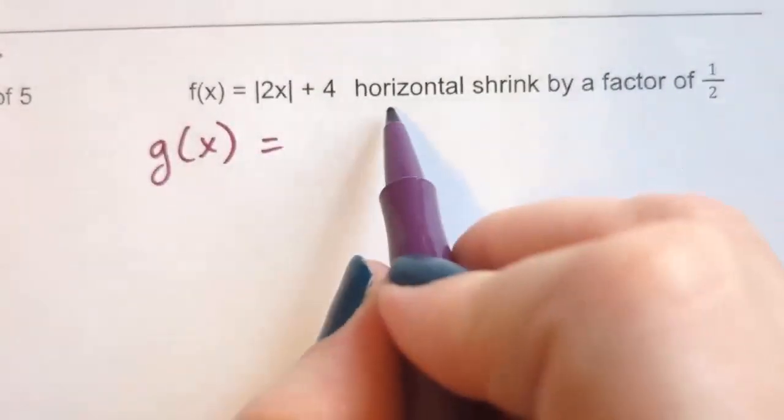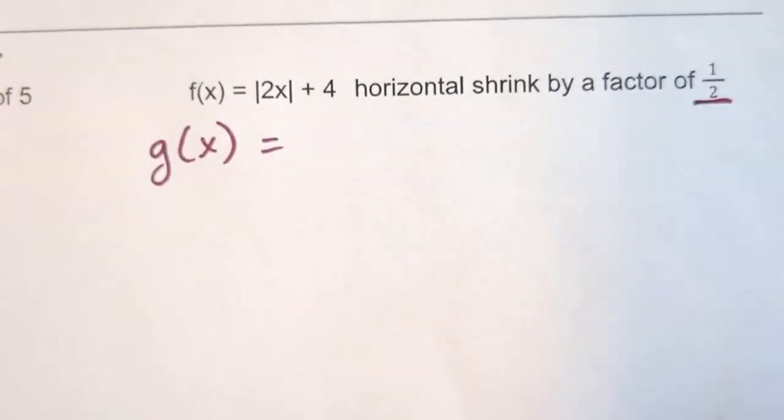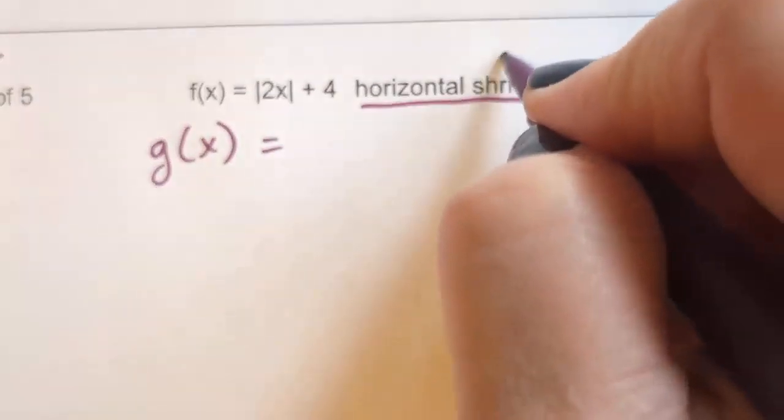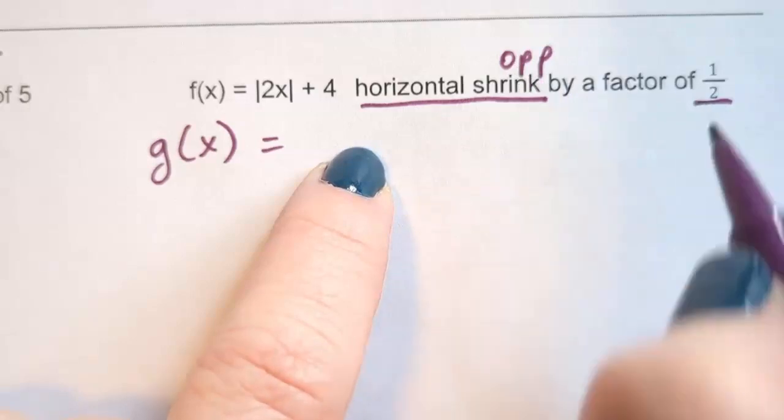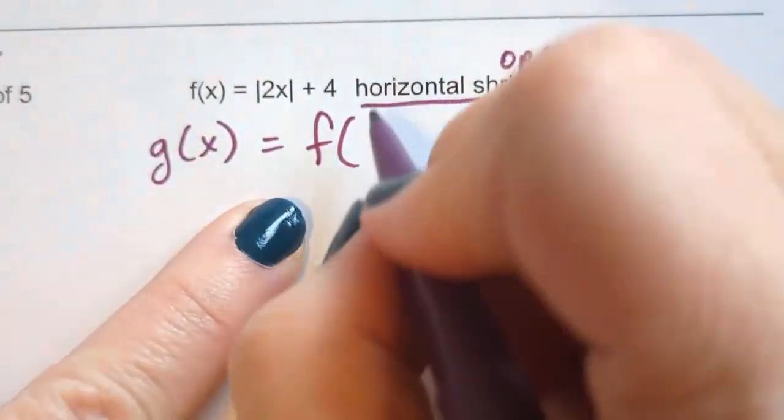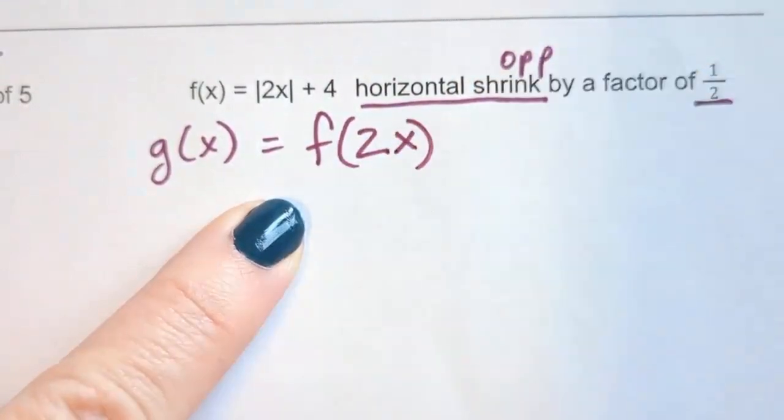All right, here, g of x is going to equal, we're going to have a horizontal shrink by a factor of 2. Because it's horizontal, it's going to be a little bit opposite. And so it's going to go f of not 1/2 x, but 2x instead.